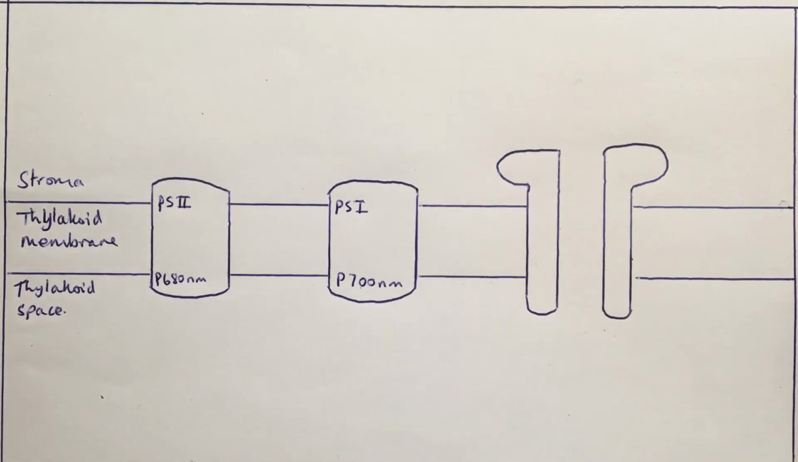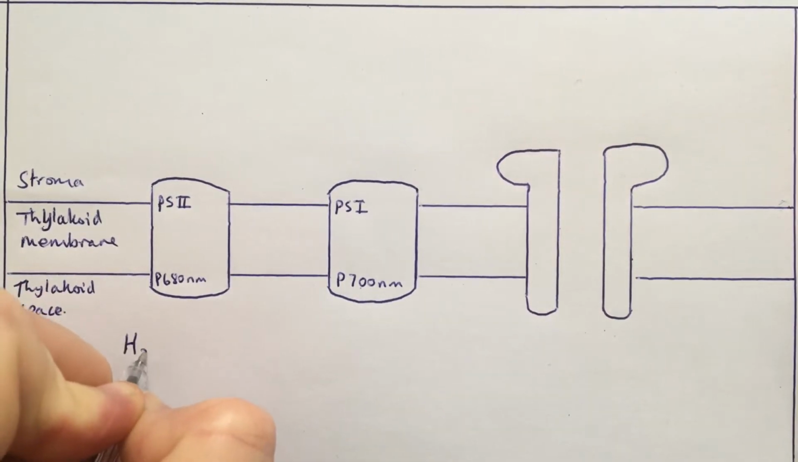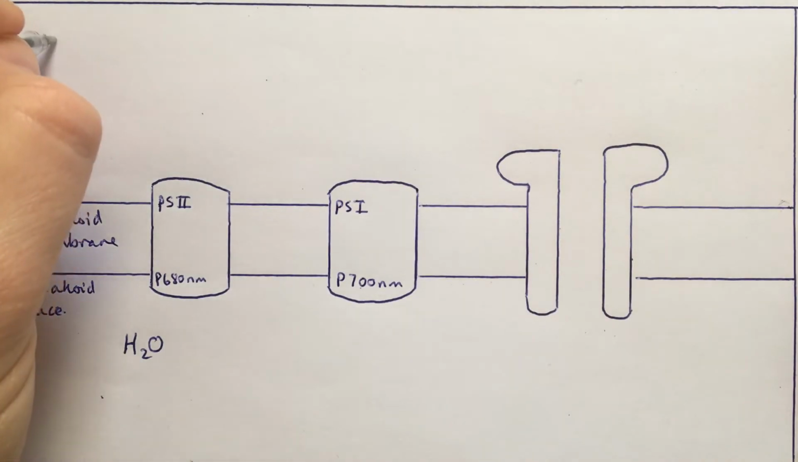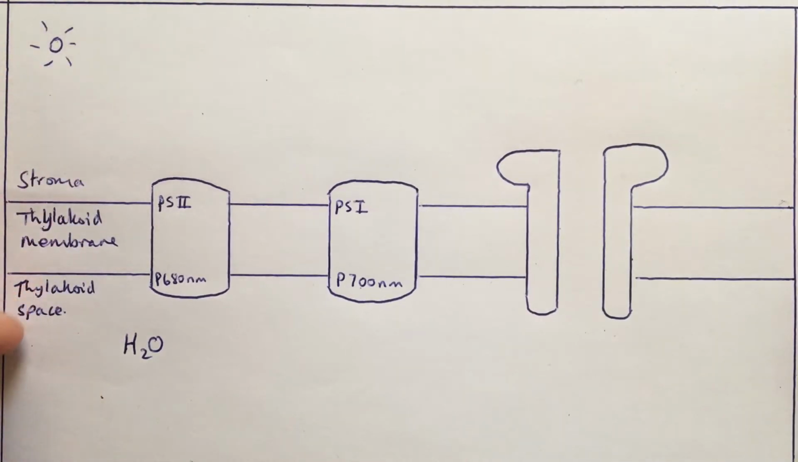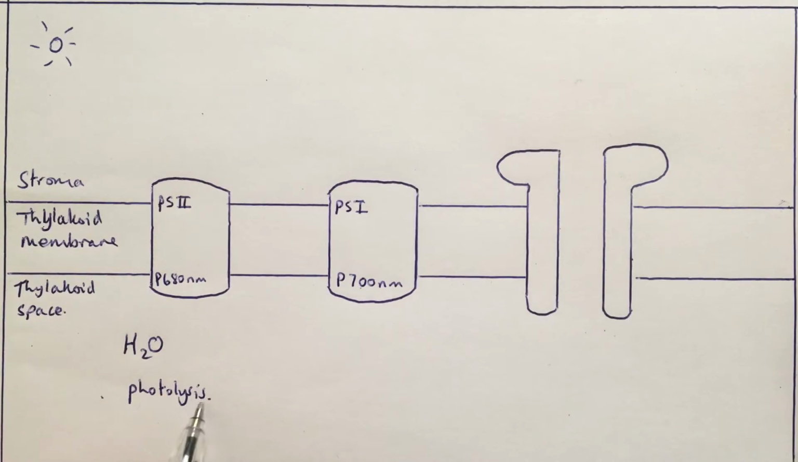So, plants take in water, and they use that water within the chloroplast. They also take in light. So let's have our light energy up here. And what's going to happen is we're going to go through a process called photolysis. Lysis meaning to split, photo from light.